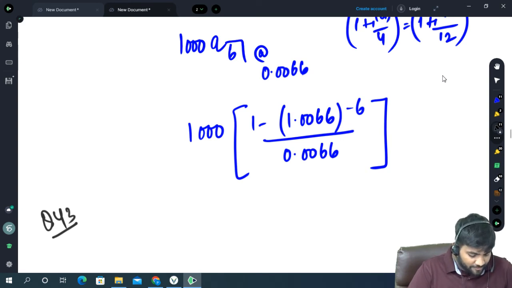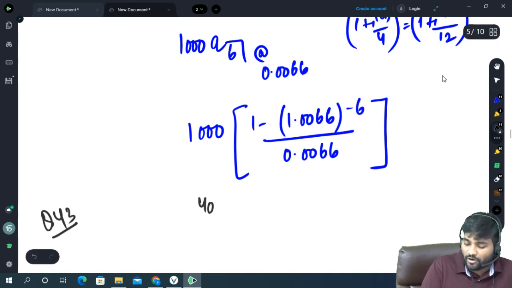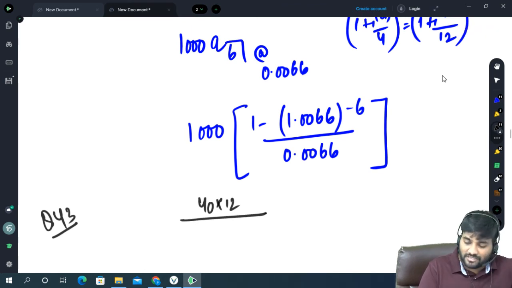Question number 43. An annuity provides payments of 40 at the end of each month forever. When we mean forever, this means what? Perpetuity. 40 at the end of every month. So 40 into 12 will be the annual amount. And it is at the end of each month. So in the denominator, we are going to get i(12).